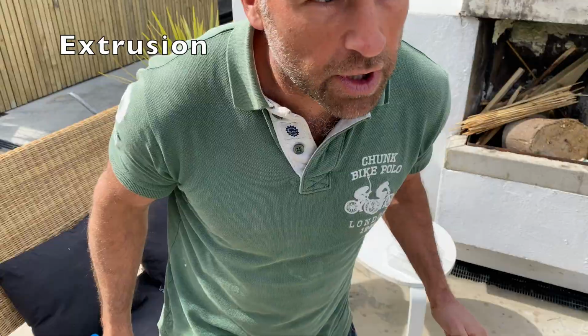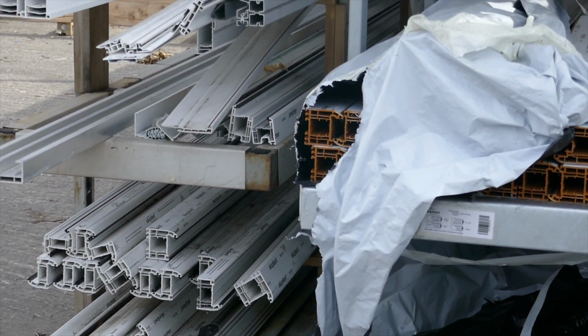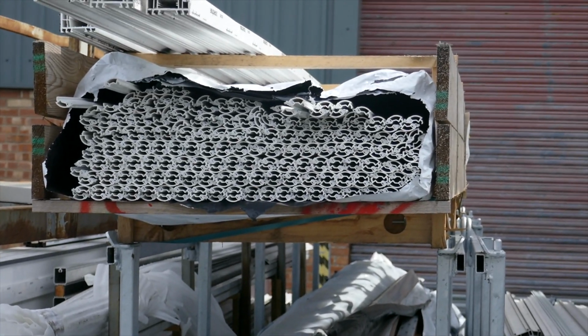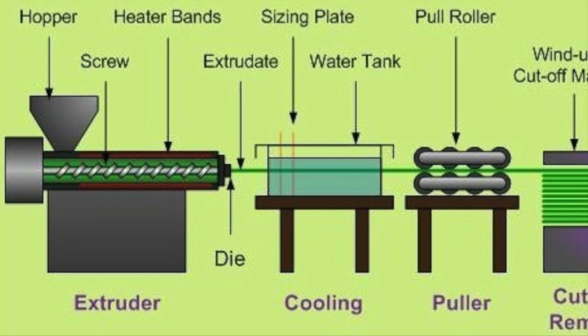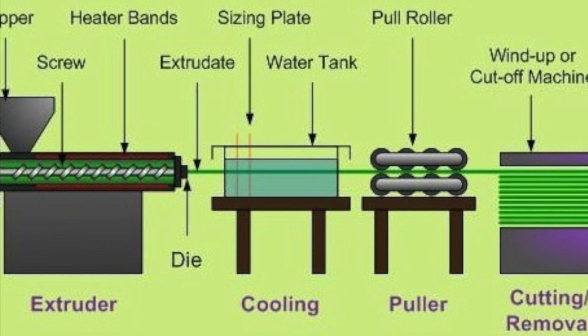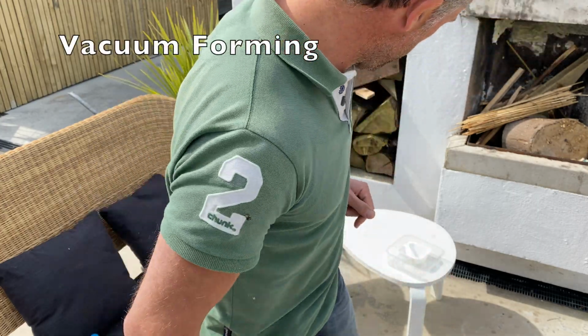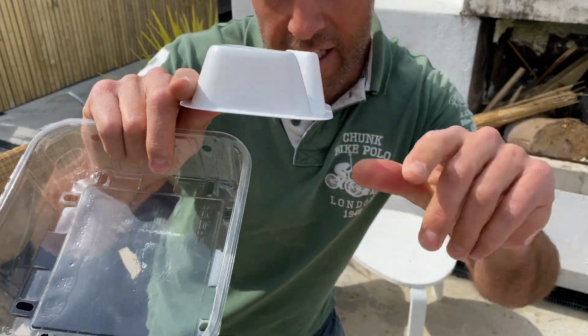Extrusion is another one. All these long lengths are called extrusions. They come in lots of different shapes and sizes. The ends are called profiles. These are all used to make windows. As you can see, they are really long. Very similar to injection molding, except it has a long extruded length coming out of it instead of a smaller mold.